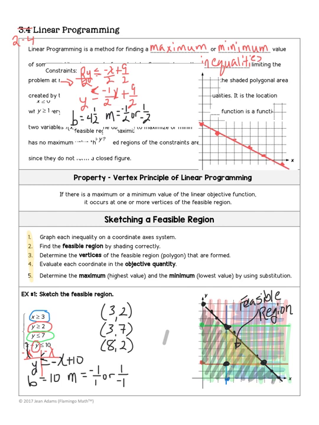All right, so that's going to be close enough. Now our shading for this, when we get there, will be in this direction below the line. So somewhere in here is our feasible region.